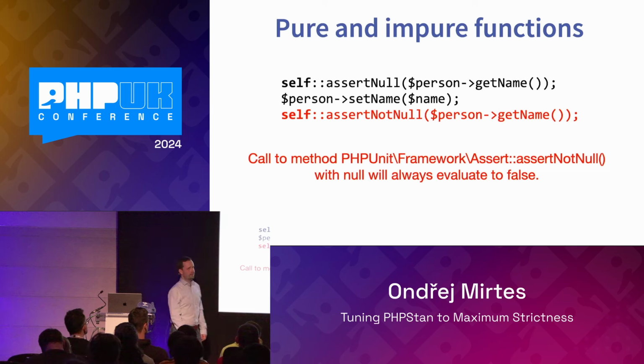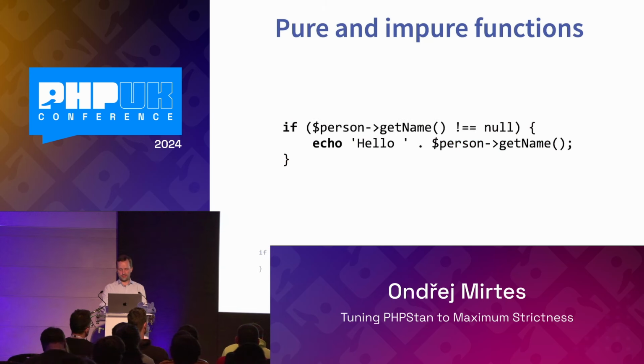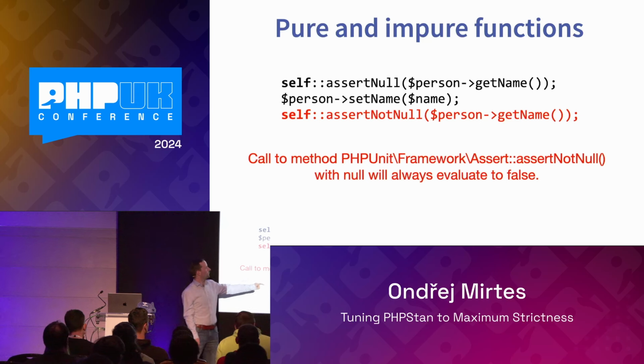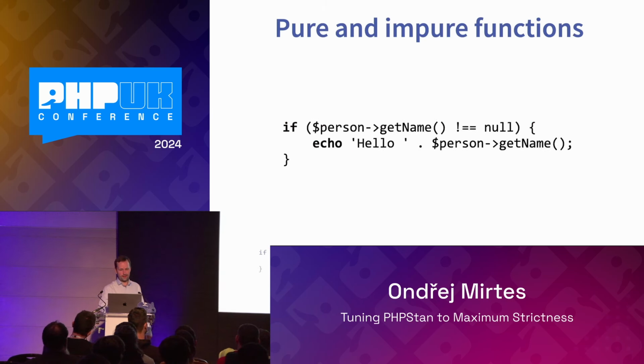So we are inside a PHPUnit test, and we asserted that $person->getName() is null. Then we set the name, and on the next line we check that it's not null. This is very similar code. PHPStan is going to complain that call to method assertNotNull() with null will always evaluate to false. Because of the first assert, PHPStan is going to think that the name is still null. So on one hand, it works in our favor, but on the other hand, it doesn't.